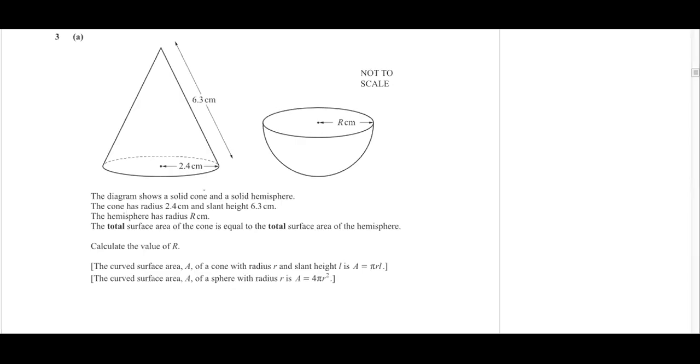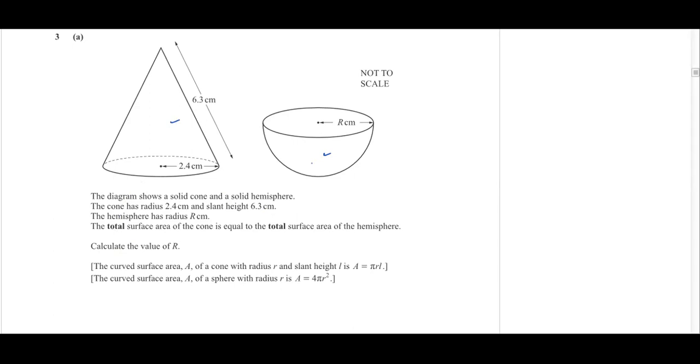The diagram shows a solid cone with a solid hemisphere. Like this is a solid cone and this is a solid hemisphere. The cone has a radius of 2.4 centimeters and a slant height of 6.3 centimeters. The hemisphere has a radius r. Hemisphere means half sphere.